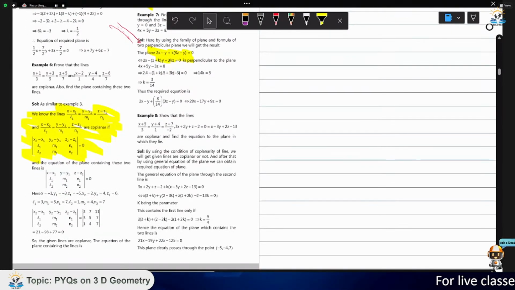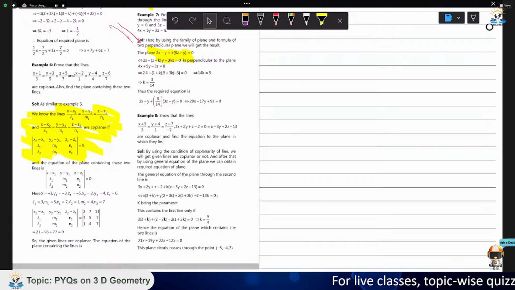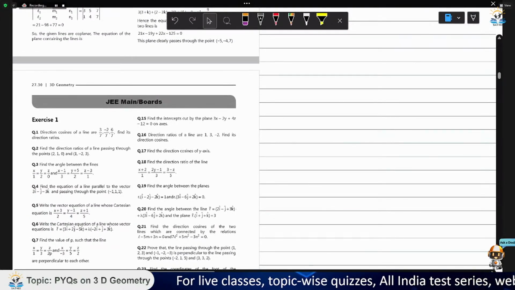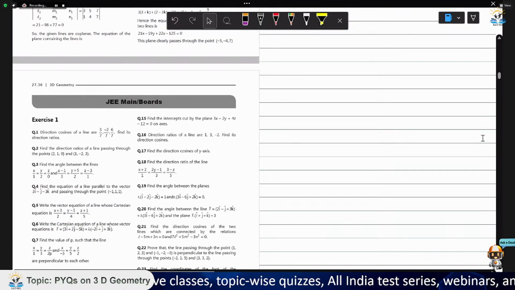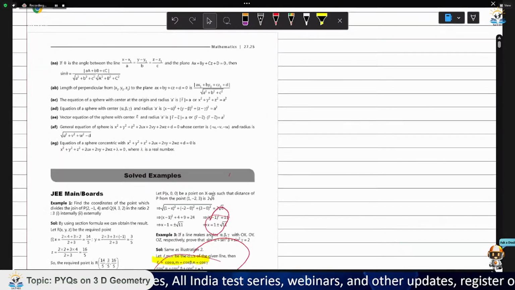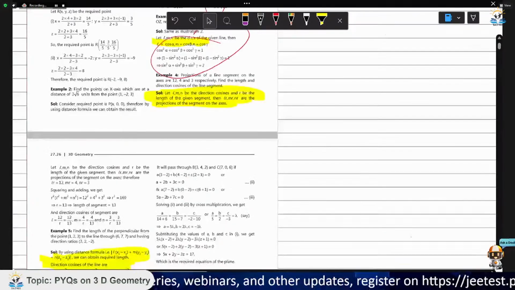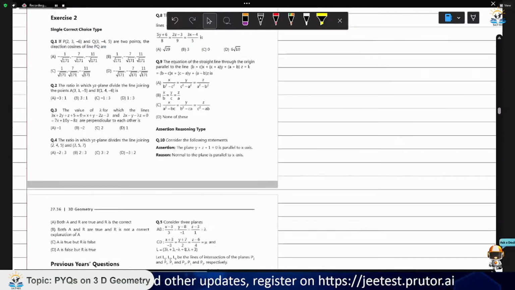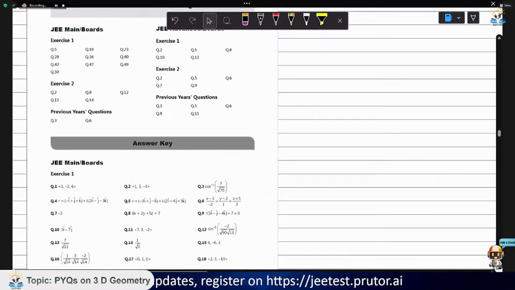Now moving to the next question we have: show that the lines are coplanar and find the equation of the plane containing the lines. Again, a similar question we did earlier, so I think we can skip through this. Let's do some more questions because we still have some time left. Let's see the direction cosines, or do you want me to go through that also for you guys? But since we are trying to focus on the questions today, let us not deviate and just continue with the questions.